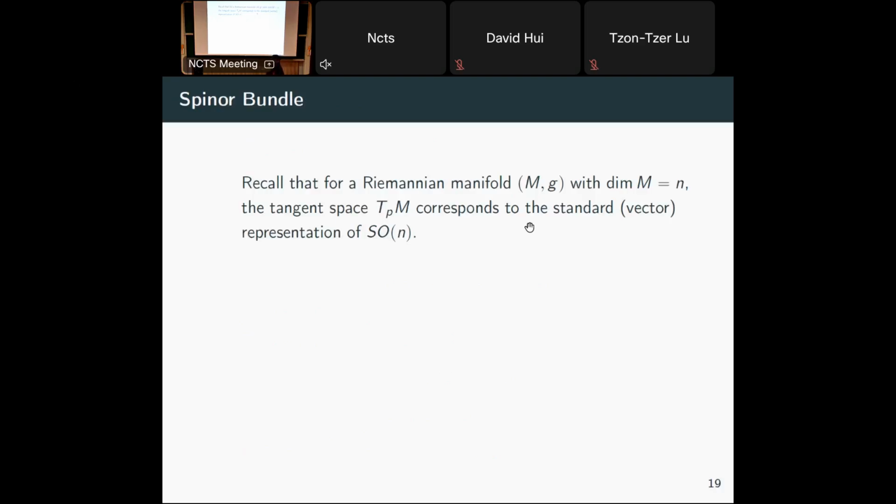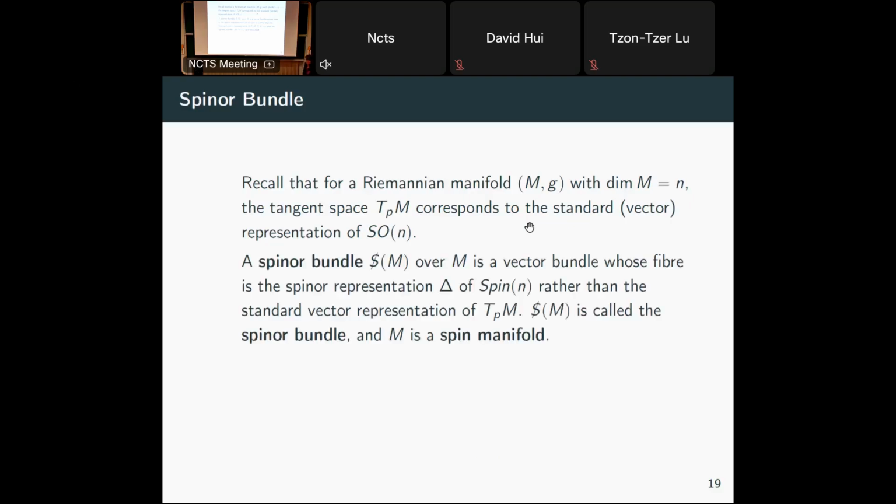So you have seen the tangent bundle. In the tangent bundle, the fiber is your tangent space, which is a vector space of the same dimension as your manifold. And you know that it's a Riemannian manifold, so you have a basis of that tangent space. And if you want to change your basis, preserving the orthonormality, basically you are acting by an SON, right? So you can actually think of your tangent space as the vector representation of SON. Whereas now you have the spinor representation.